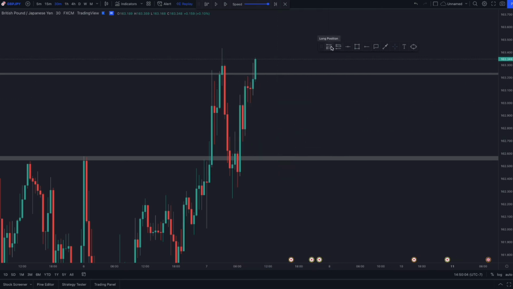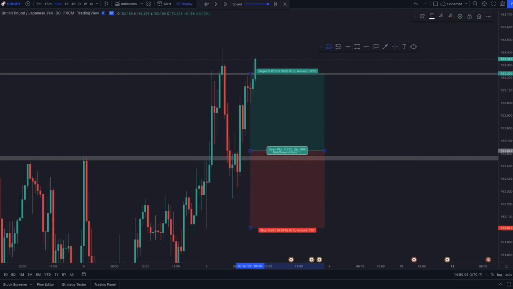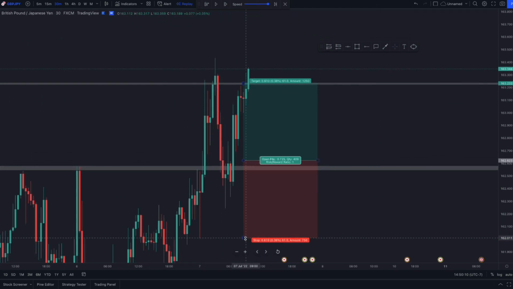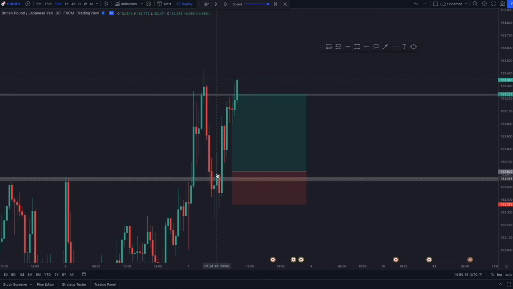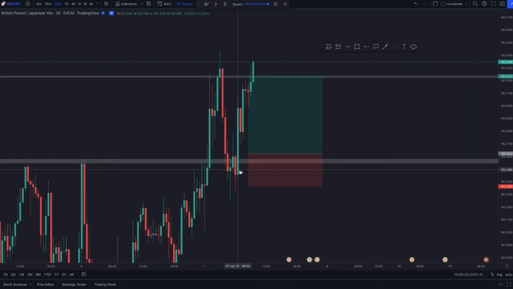Now, my second entry will be right here on the 30 minute. And my stops will be 25 pips under right there, and my target will be right there. Because it's a gambler candle, like I said. I like taking gambler candles. See, lots of volume. Boom. But that will be my second entry.